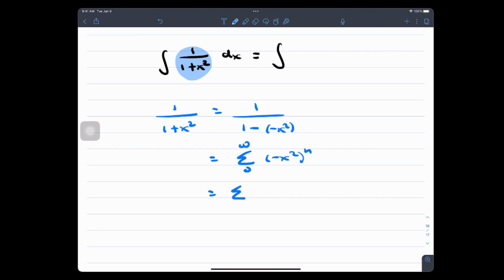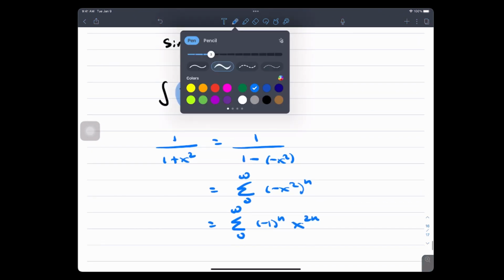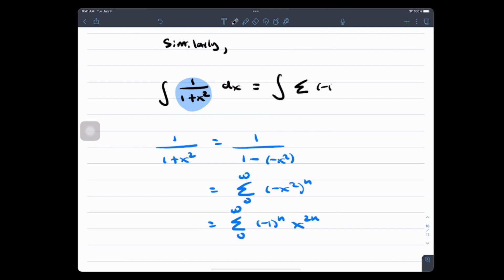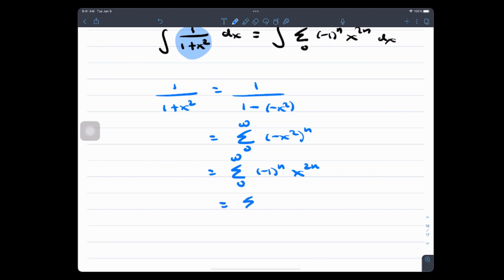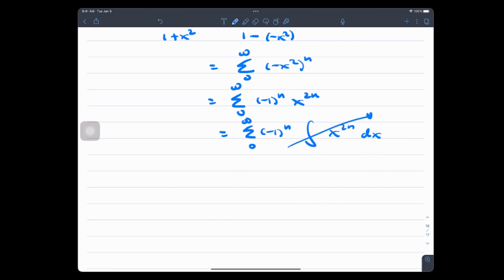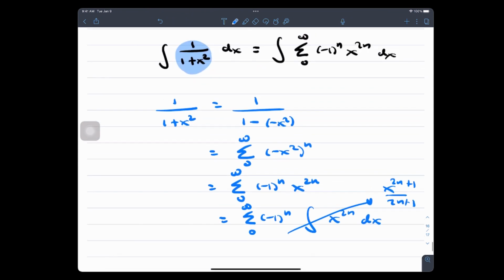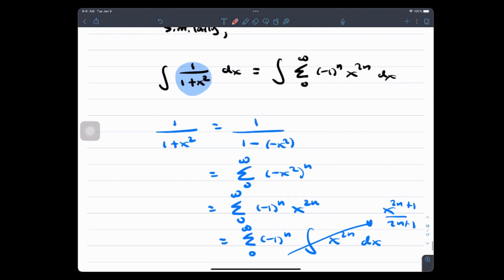And then by our algebra, negative 1 to the n, x to the 2n. So you can say we're just going to integrate here. Again, integral of a sum is the sum of integrals, pull out the constant, and you're really just integrating x to the 2n here. So this portion is going to be x to the 2n plus 1 over 2n plus 1, again plus your constant.